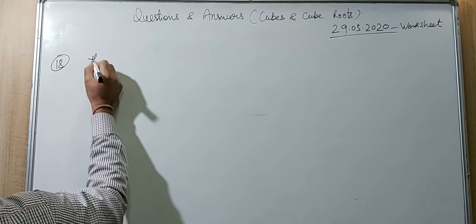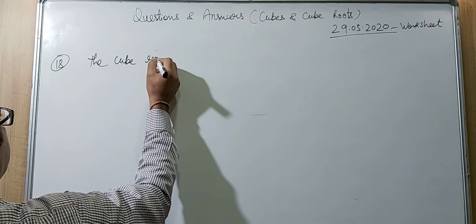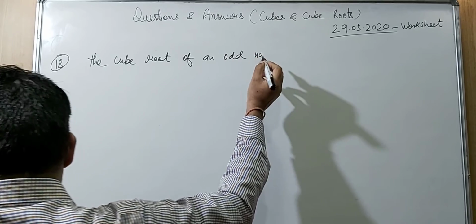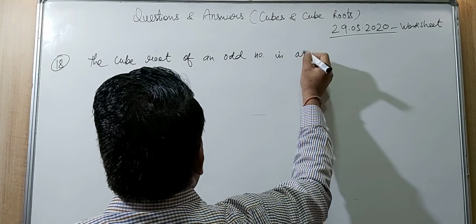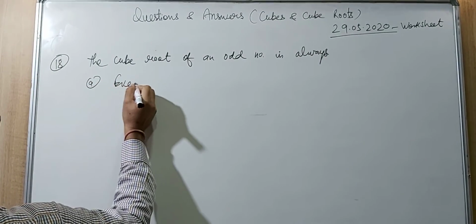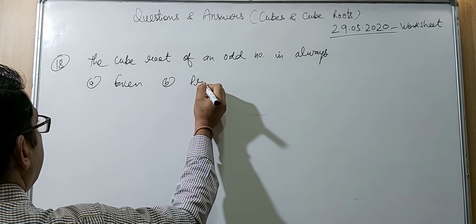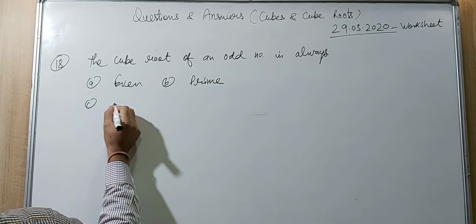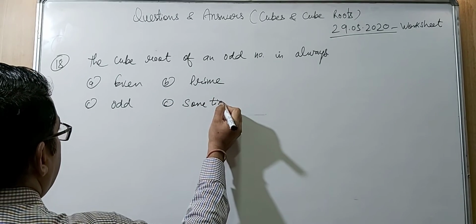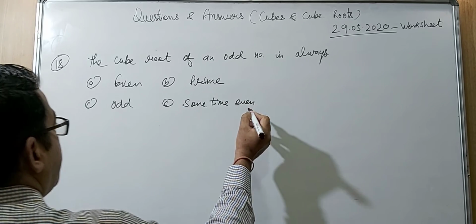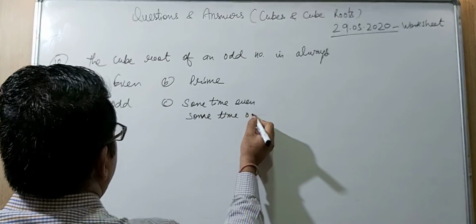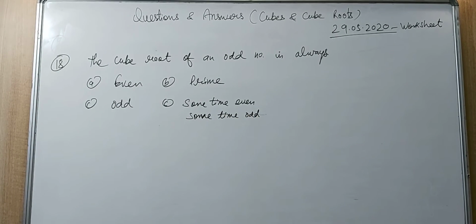So the cube root of an odd number is always, four options are there: A, even; B, prime; C, odd; and D, sometimes even and sometimes odd. Four options are there for this question. You need to pick one.